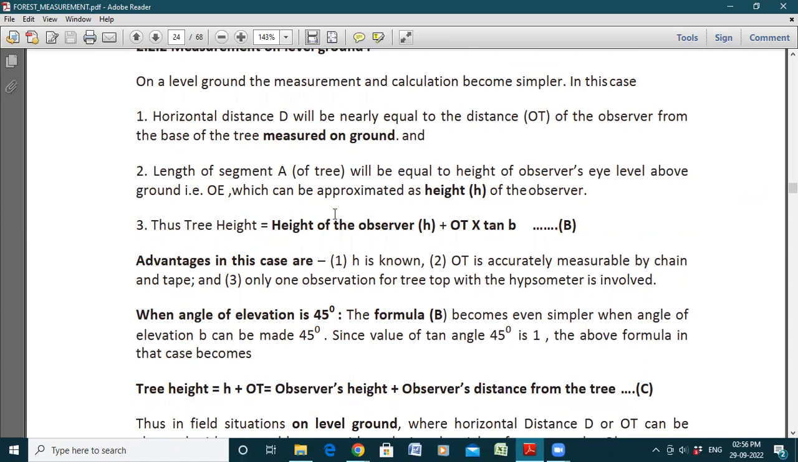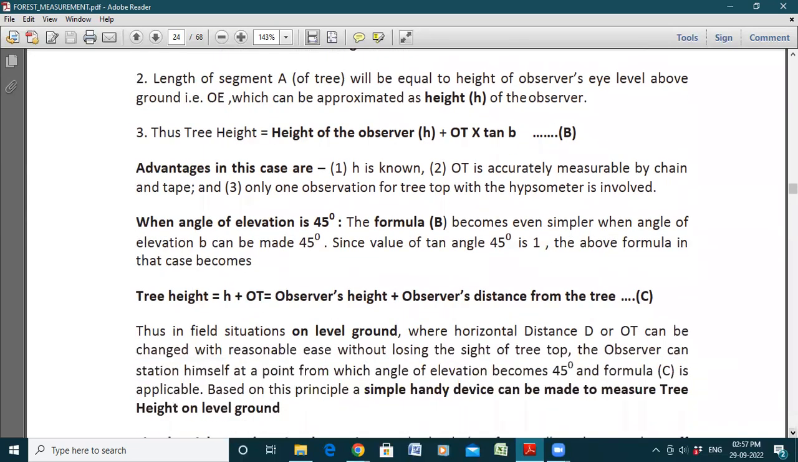So what will the tree height be? Height of the observer plus OT. OT we can easily calculate. Once again, what was OT? The distance from the observer to the tree base, which we can calculate, right? And the height of the observer is known. So if the angle of elevation is 45 degrees, then tree height is h plus OT, where h is the observer's height and OT is the observer's distance from the tree.